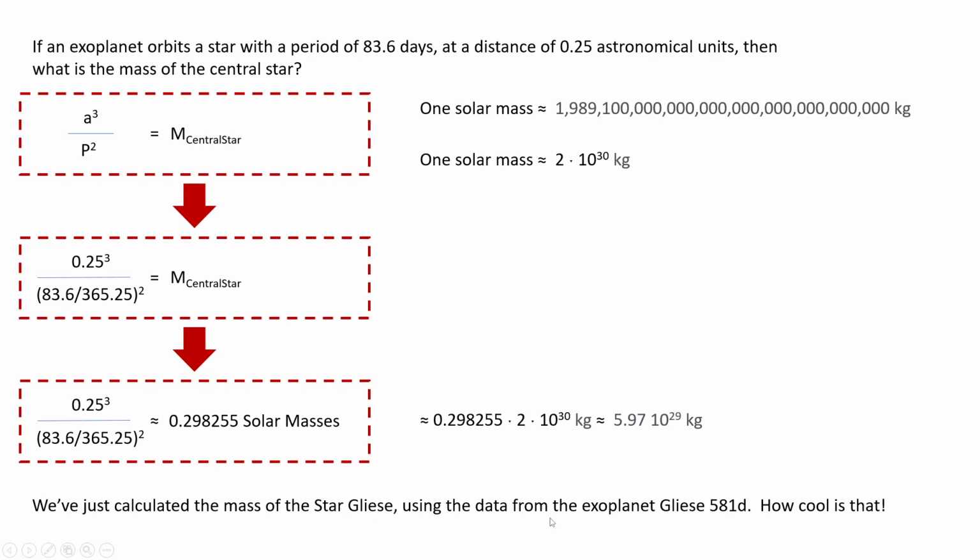And we've just calculated the mass of the star, I think you pronounce it Gliese, using the data from the exoplanet known as Gliese 581d or 581 delta. How cool is that? Just by playing with some formulas and some numbers, we are able to calculate the mass of a very distant star.